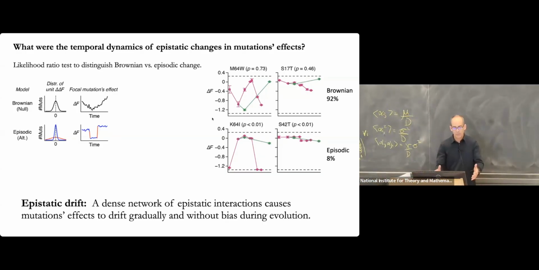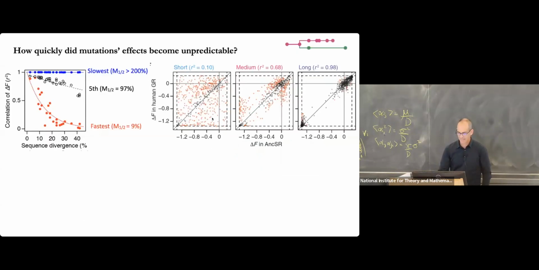All right, so the dynamics of this process look like gradual small modification epistatic drift, where each site has a characteristic epistatic sensitivity, but mostly lots of modifiers, as I said.